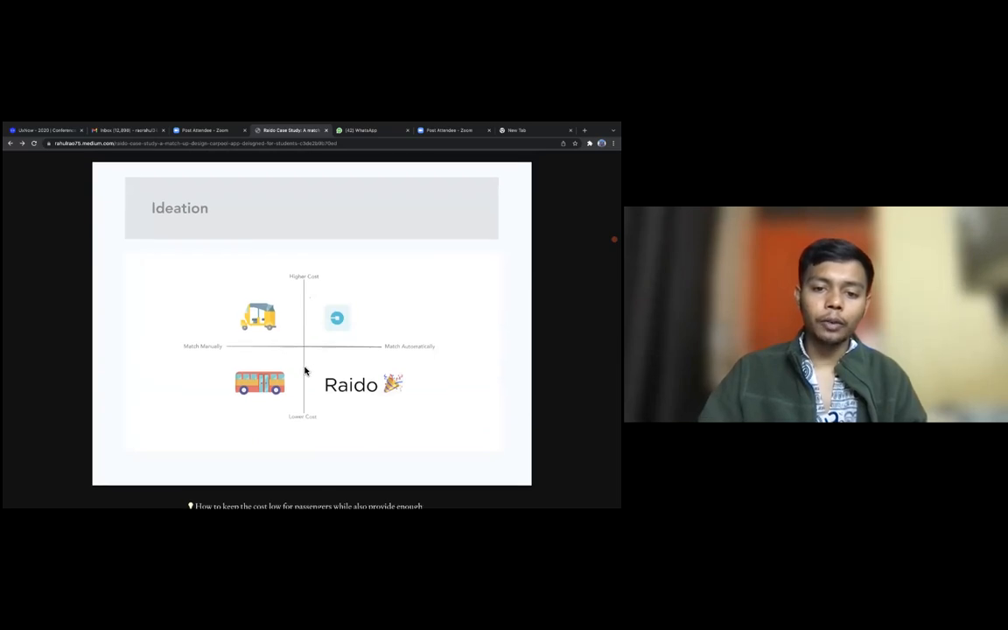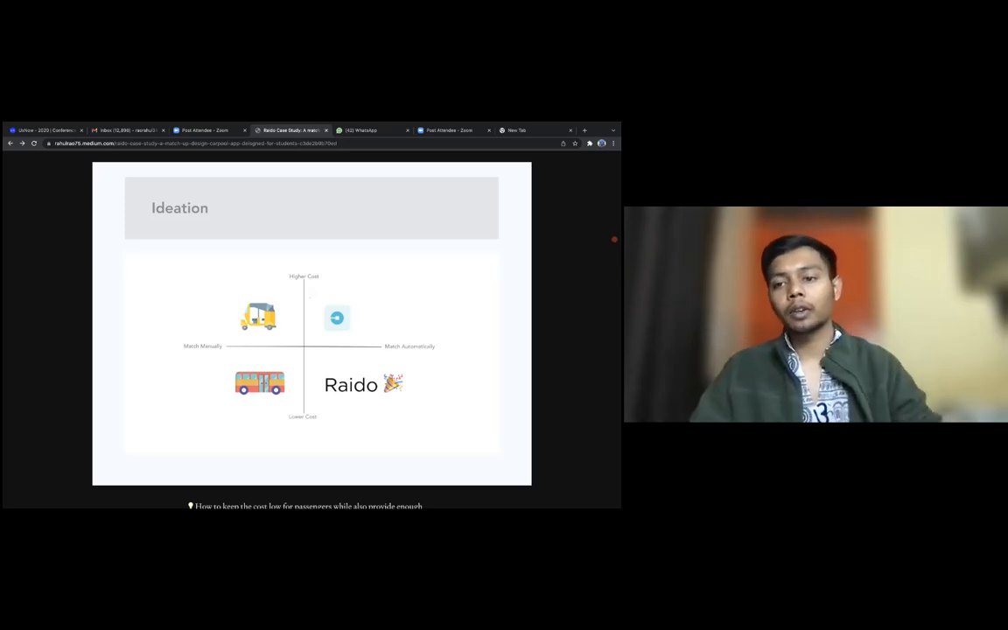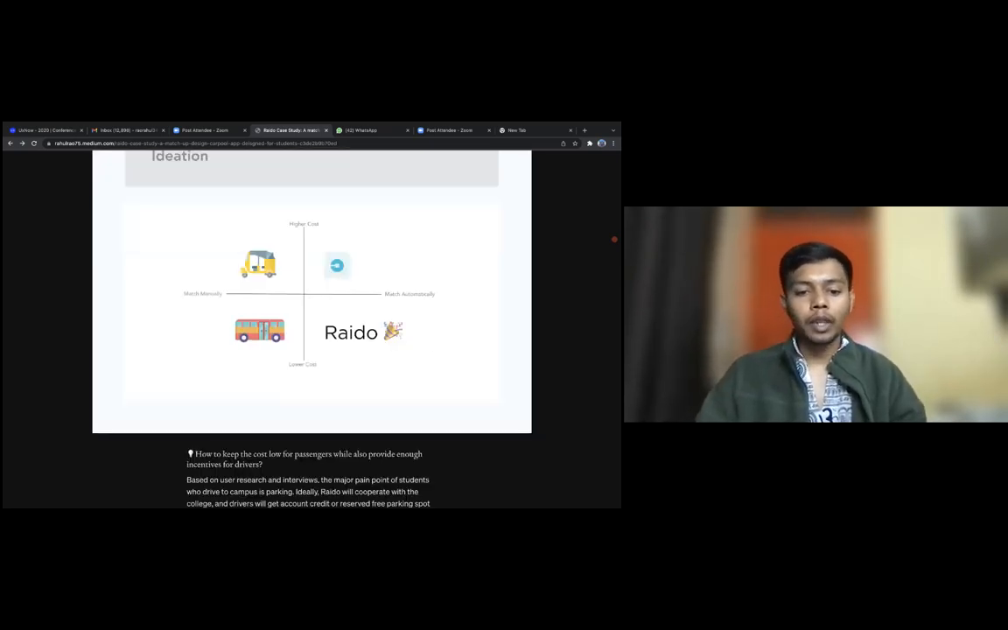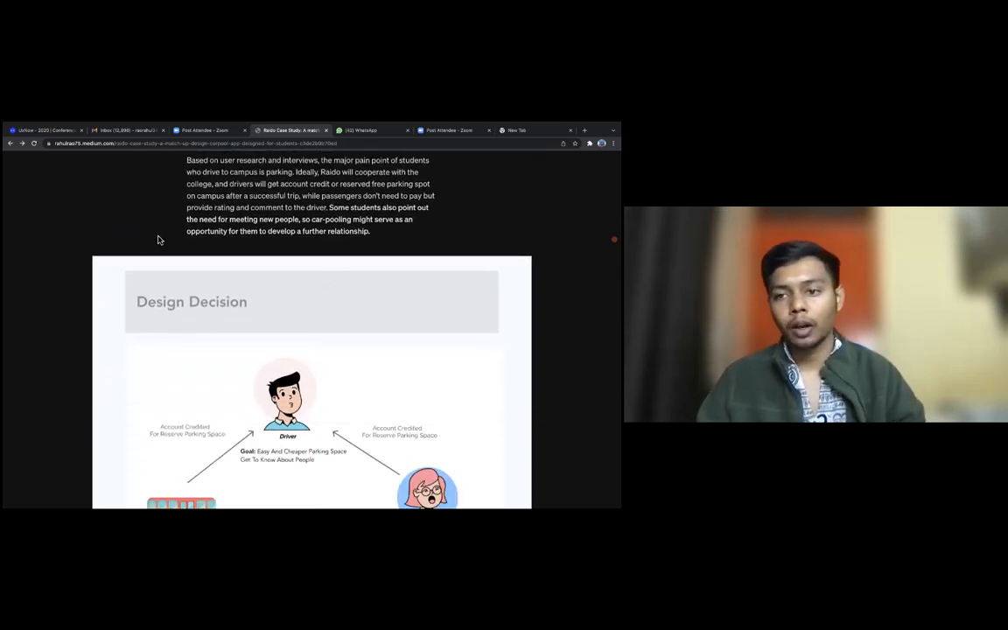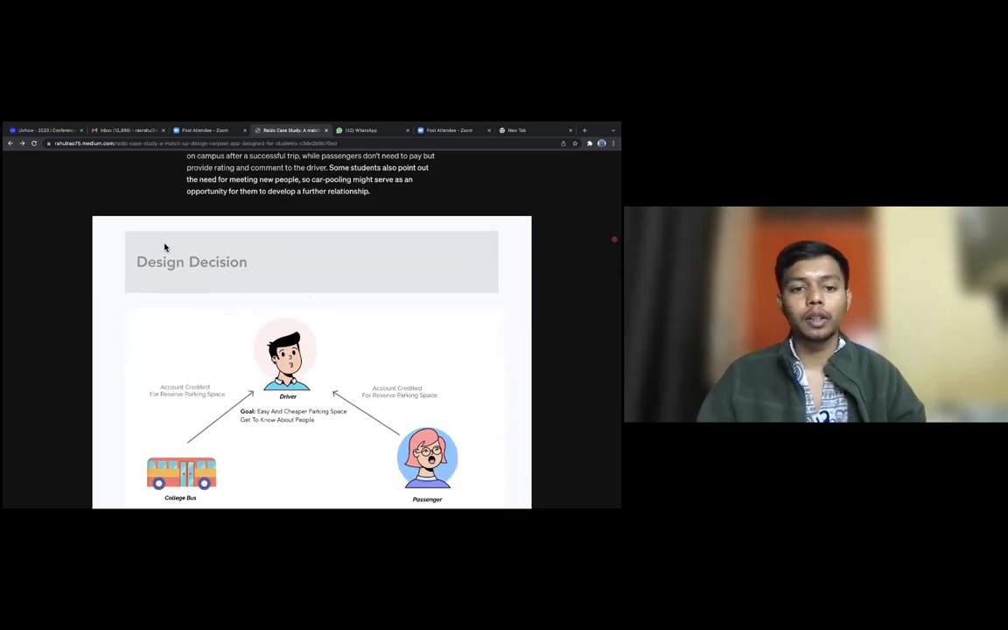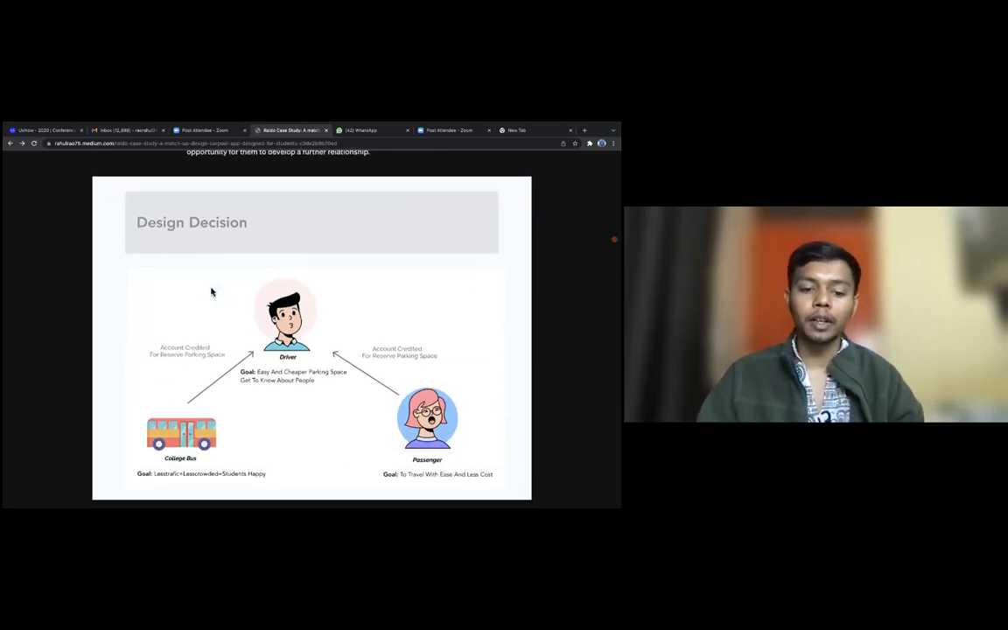And now if you see the quadrants, I have placed my quadrants in higher cost, lower cost, automatically matching and manually matching. And I have sorted my product to the fourth quadrant, where the cost is low and matching is automatic. So it is kind of an Uber, but it has a different concept for the students. These were my design decisions before the prototyping part. I have clearly mentioned each and everything.